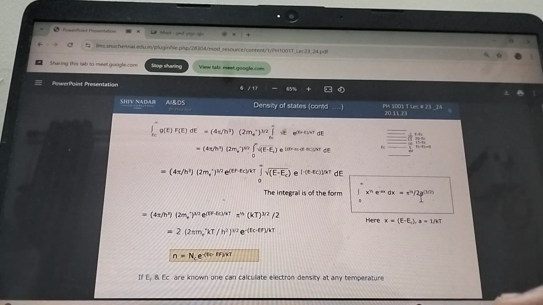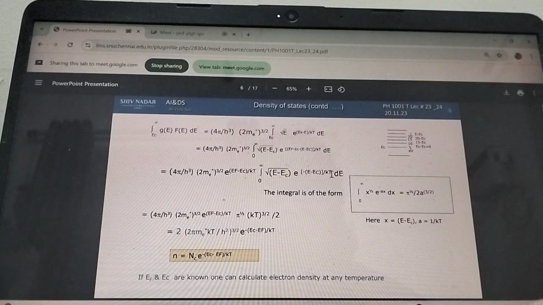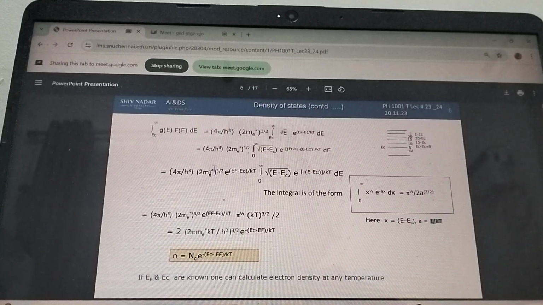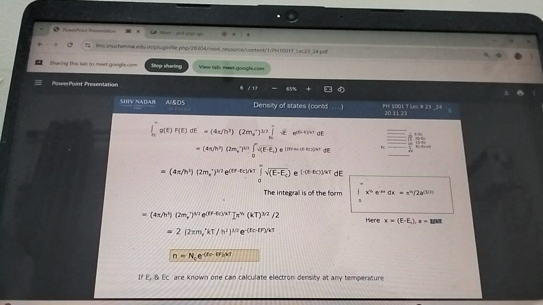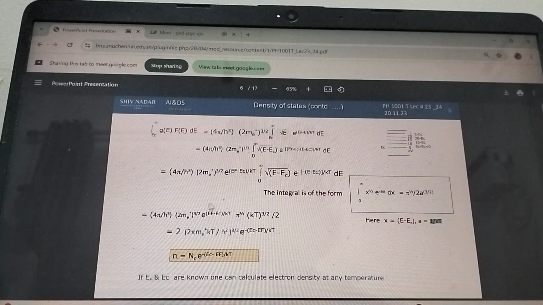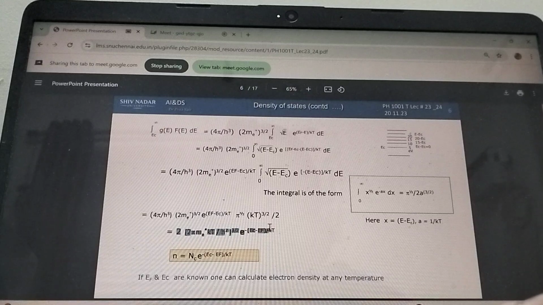We know already that the solution for this integral is this, it's a given. So we simply substitute the corresponding values from here. So it is pi raised to 1 by 2 divided by 2 a power 3 by 2, where a is 1 upon KT. So the solution is this entire bunch of constants, pi raised to 1 by 2, KT raised to 3 by 2 upon 2. You rearrange all the 2's, 4's, everything you put together. Finally, this is what you get.